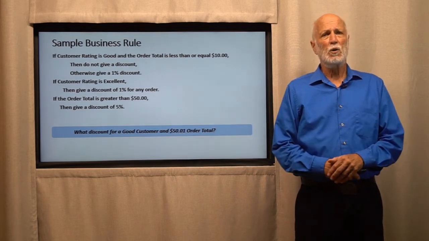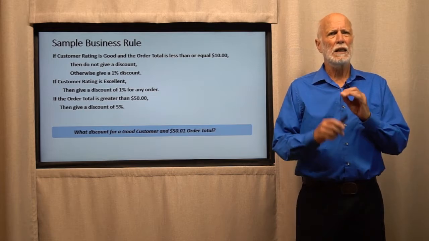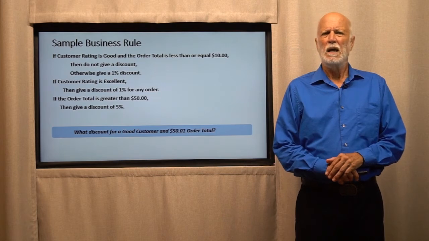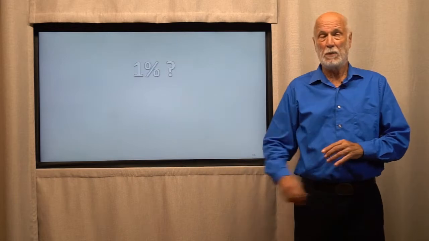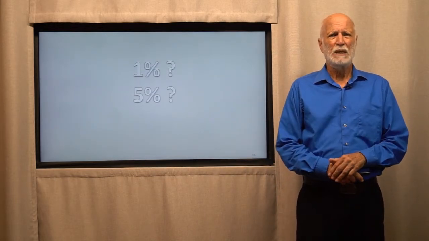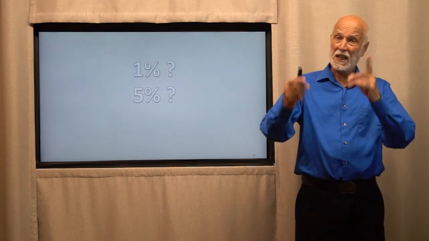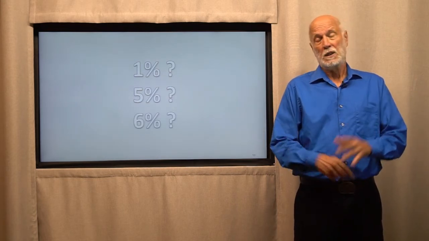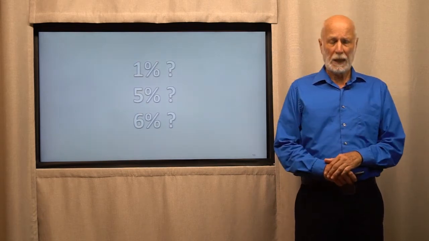Now, this business rule has been written to be deliberately ambiguous. Nobody writes deliberately ambiguous business rules. But what if this happens? Well, the developer might read it and say, looks like it should be 1% to me. The tester could read and say, nah, it's 5%. Tester takes the developer's implementation, writes up a defect. They get together, determine that probably it should be 6%. Goes to production at 6%. That's too big of a discount. The company goes bankrupt.